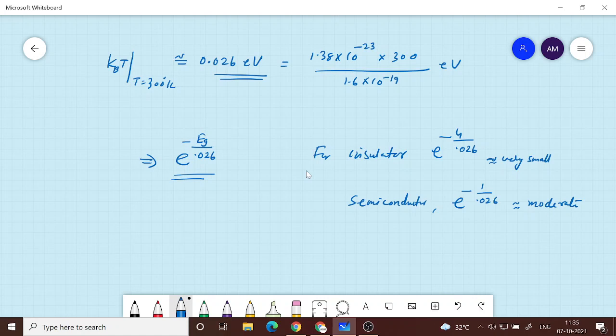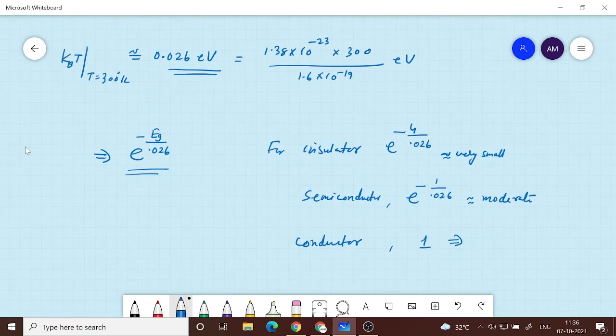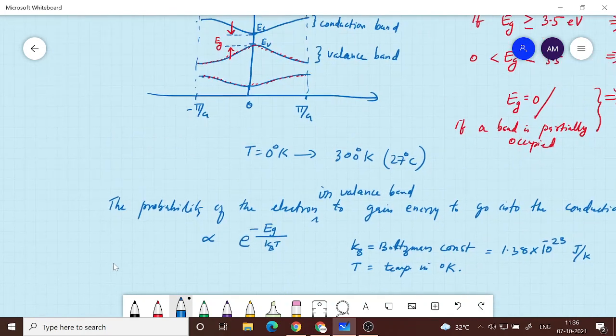Okay, it is moderate. And then if it is metal or conductor, it is basically e raised to 0. This factor is almost 1. So almost all electrons, I mean any electron, can go at room temperature to the other band. High conduction. So if the band is unfilled or partially filled, then also it is the same situation, you don't need any energy to occupy the further states.